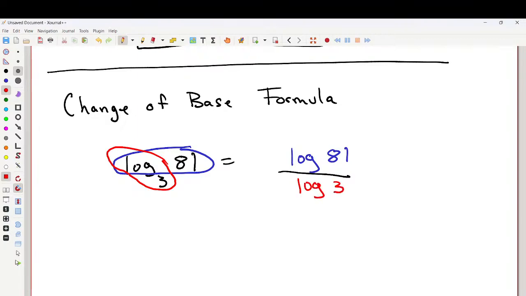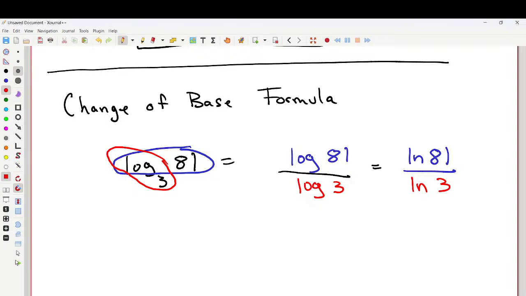You use the common log of 81 and divide it by the common log of 3. Actually, you could use the natural log of 81 and divide it by the natural log of 3. But you can't interchange them. You can't take the common log of the top and divide by the natural log of the bottom. I'll generalize that in a minute, but that's what the change of base formula says.